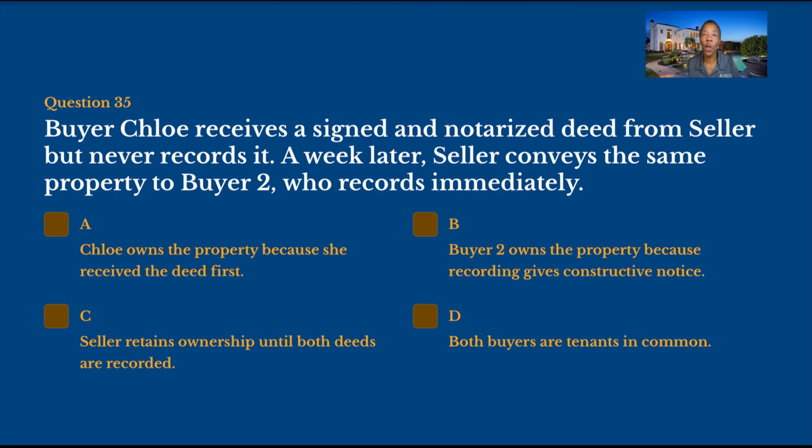35. Buyer Chloe receives a signed and notarized deed from a seller, but never records it. A week later, seller conveys the same property to buyer 2, who records it immediately. A, Chloe owns the property because she received the deed first. B, buyer 2 owns the property because recording gives constructive notice. C, seller retains ownership until both deeds are recorded. And D, both buyers are tenants in common.